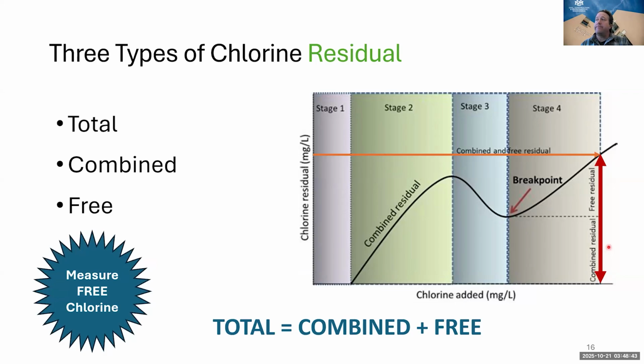Now, if we want to get a little more information, we would measure for both total and free, and that would let us know how much combined residual we have. And so for a groundwater system, that shouldn't vary that much, right? We don't have a ton of those precursors, a ton of those interfering agents. So we shouldn't see a big difference, and we shouldn't see too much combined residual, okay? So be familiar with total chlorine residual equals combined plus free.